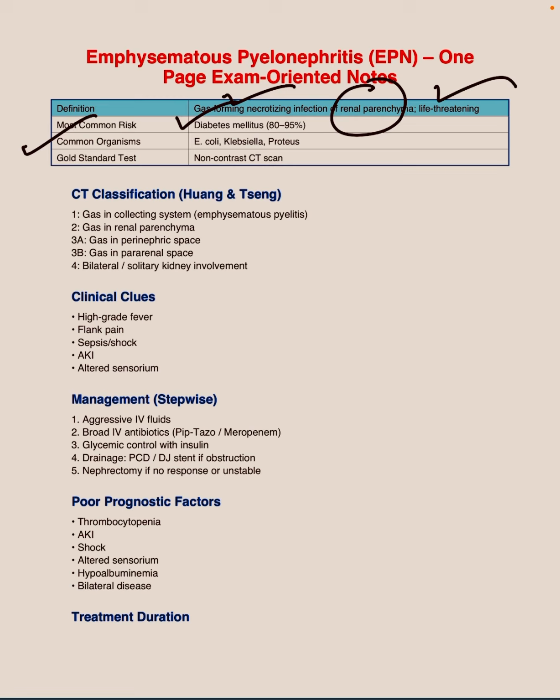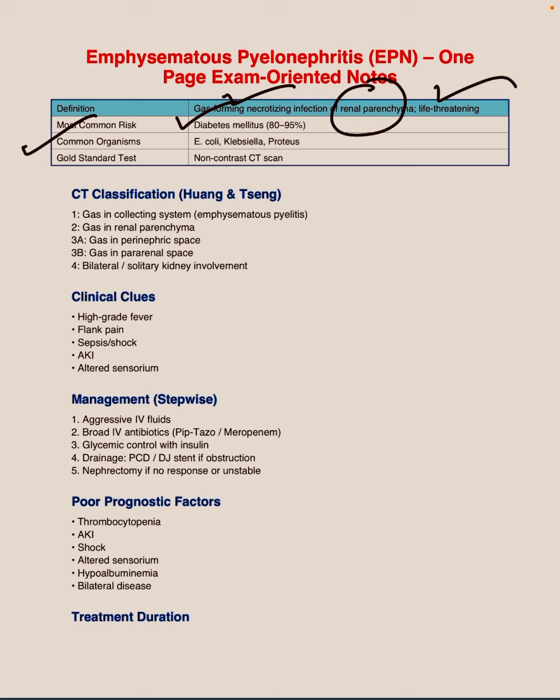What are the causative organisms of emphysematous pyelonephritis? Most are gas-forming gram-negative organisms. E. coli is the most common organism. What are the others? Klebsiella, Proteus, and less commonly Pseudomonas and Enterococcus.